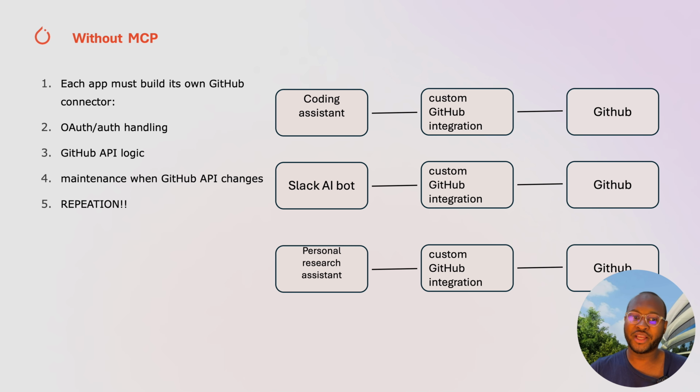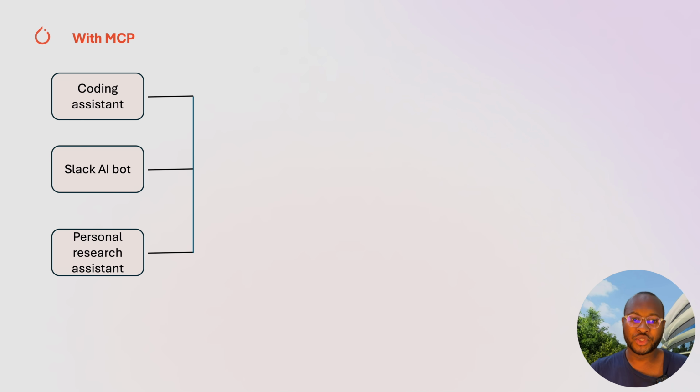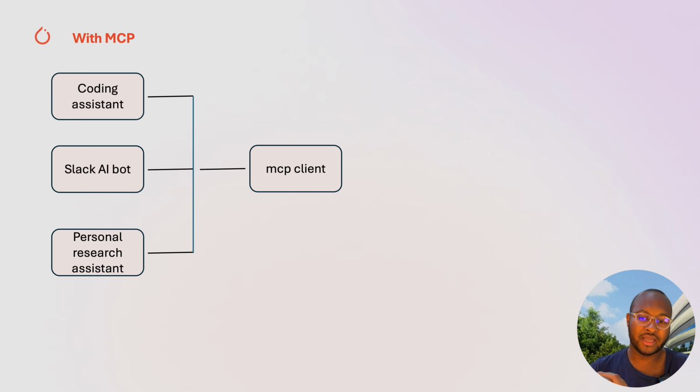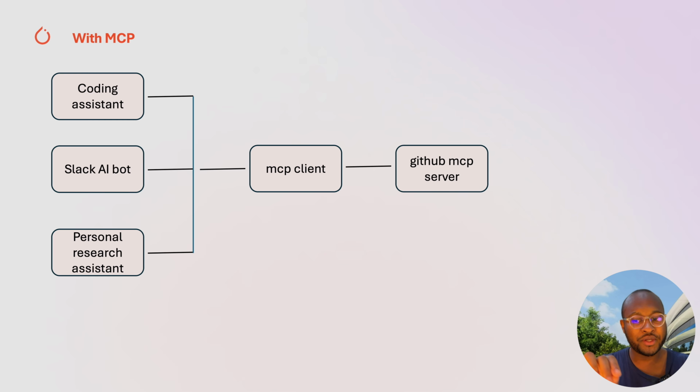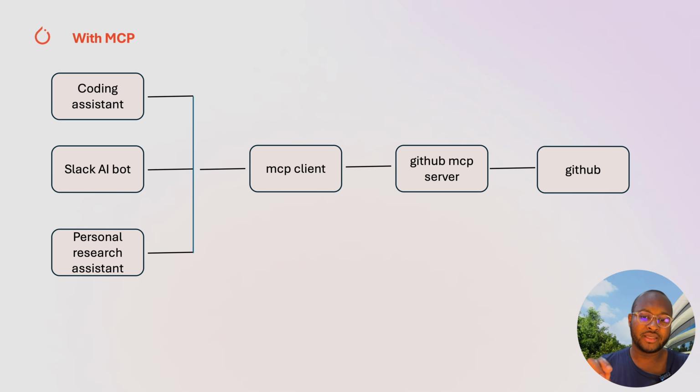With MCP, it really becomes much easier. So all of the 3 applications, the coding assistant, the AI bot, and the personal research assistant, act as MCP clients, and the MCP client is going to be communicating with the GitHub MCP server, and the GitHub MCP server provides information such as tools and more resources for the agent, which are large language models, and they are intelligent enough to select tools specific to a particular request.